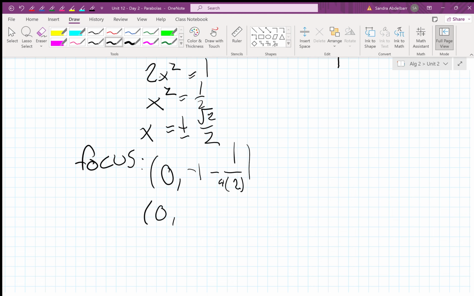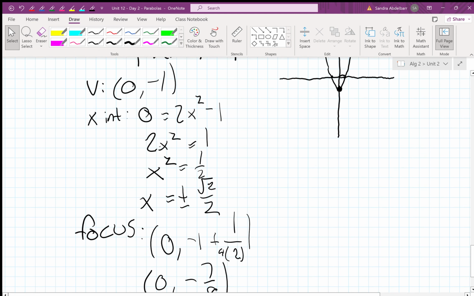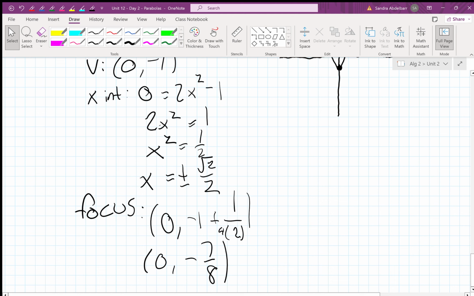Okay, directrix. Whoopsie doo. Wait, no. Wait. We got it wrong? No, listen. Okay, there we go, guys. So -7/8. The focus and the directrix are just 1/4a plus the vertex and minus the vertex. So it's just like, you know.